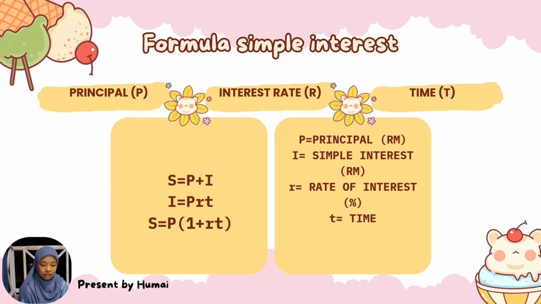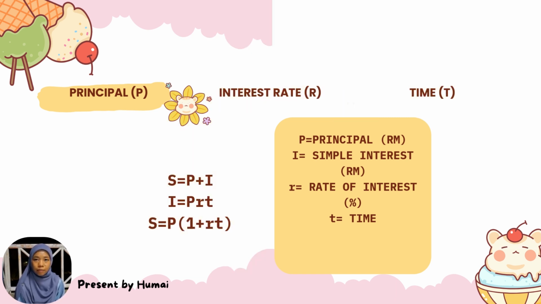Simple interest has three formulas, which are S equals P plus I, and I equals PRT, and S equals P(1 + RT). P is the principal in RM, I is the simple interest in RM, R is the rate of interest in percent, and T is time.